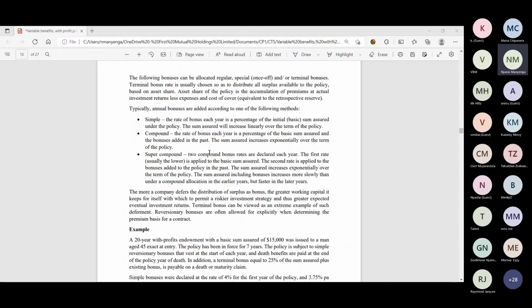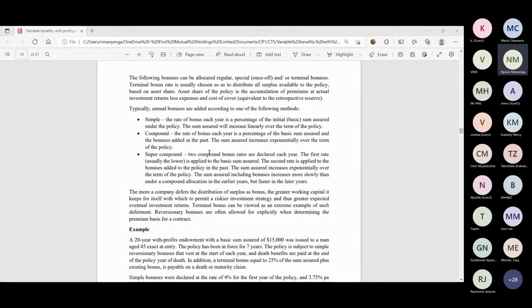Then for the super compound, you need to know that there are two compound bonus rates that are declared each year. The first rate is usually lower and is applied to the basic sum assured. The second rate, which is higher, is applied only to the bonuses that have been added in the past. So the sum assured increases exponentially over the term of the policy.